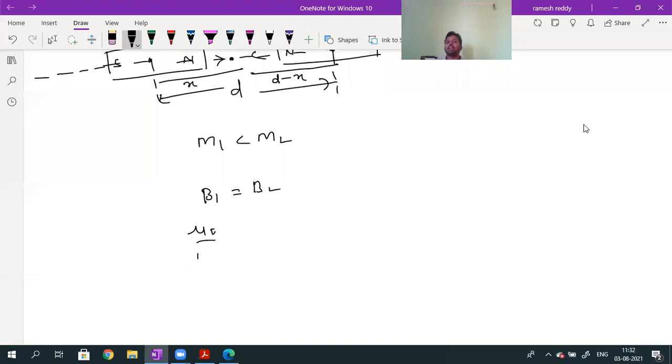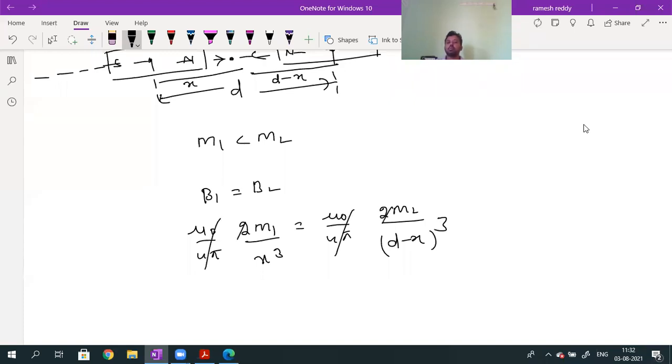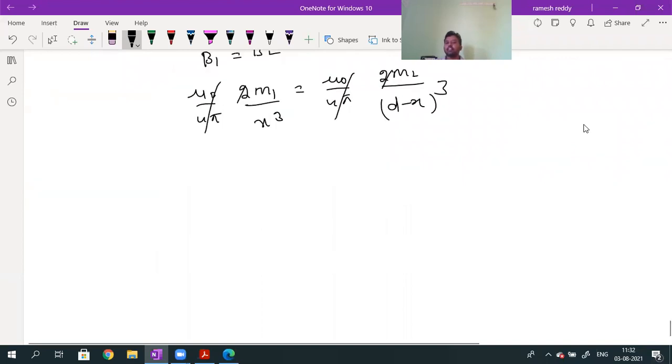B1 is the magnetic field induction at point P due to the first bar magnet, given by mu naught by 4 pi into 2 into M1 divided by x cube. This will be equal to mu naught divided by 4 pi due to the second bar magnet, which is 2 into m2 divided by (d minus x) whole cube. Here mu naught by 4 pi cancels, 2 cancels.